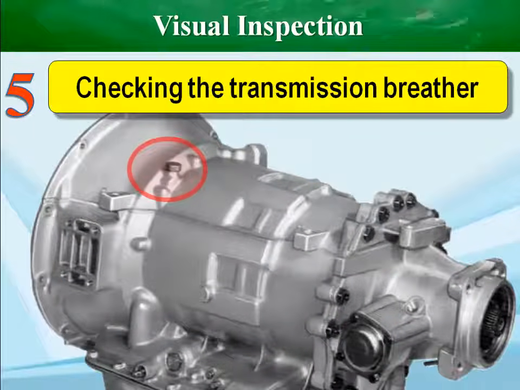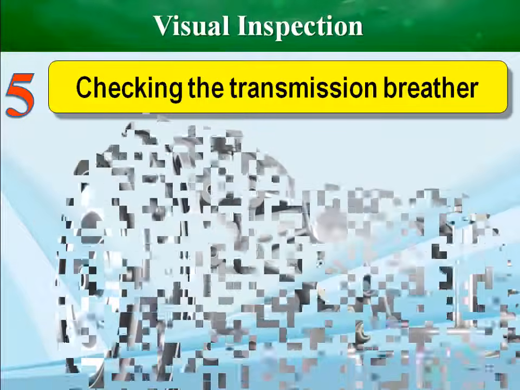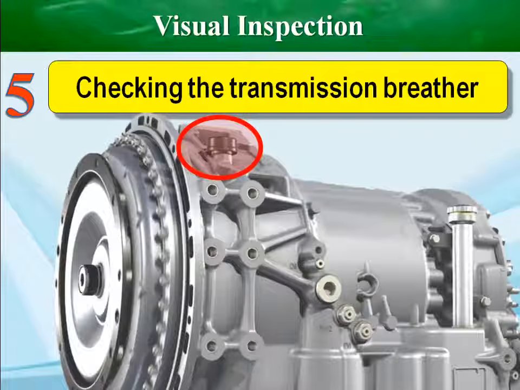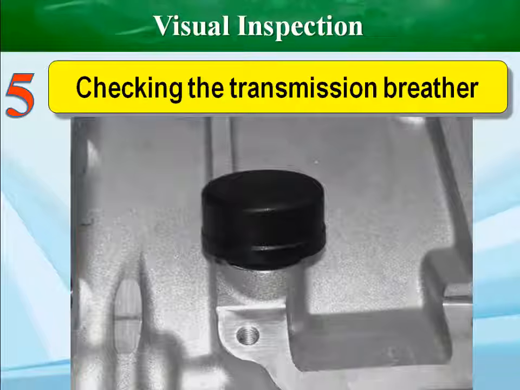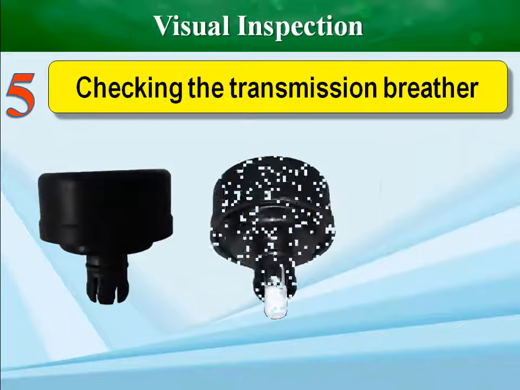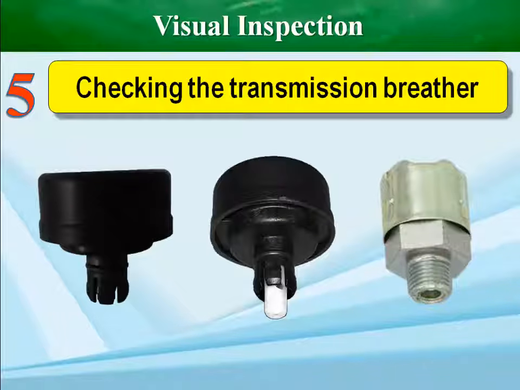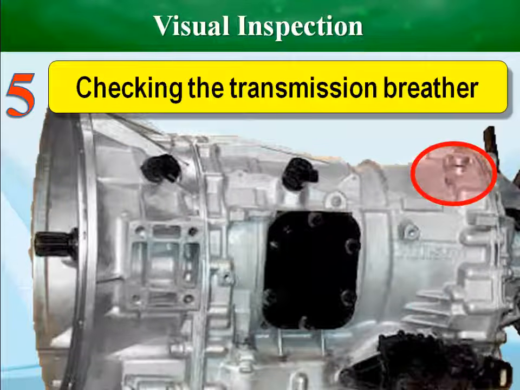The transmission breather allows for pressure and moisture exchange within the automatic transmission as the fluid expands and contracts due to temperature changes. Checking it involves ensuring the breather is unobstructed and properly connected to prevent damage from pressure buildup or moisture contamination.